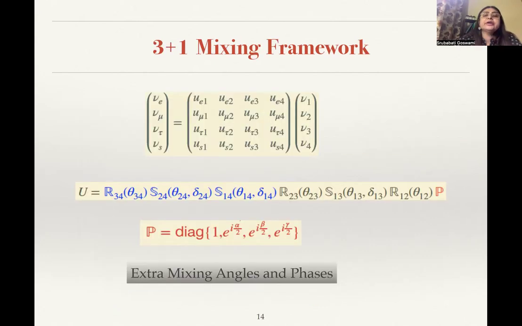When we consider the mixing, there will be additional mixing angles, θ₁₄, θ₂₄, and θ₃₄, and additional phases, δ₁₄ and δ₂₄, apart from the three generation masses, mixing and phases. There are also extra Majorana phases, but for the oscillation experiments, we are not concerned with these.